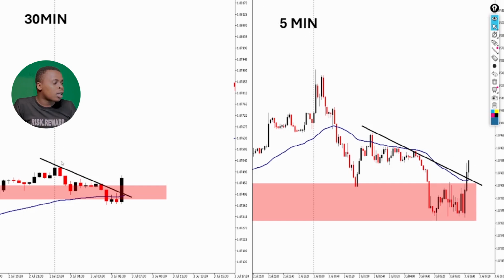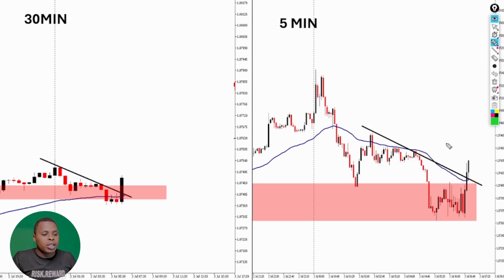This is the same trade on the lower time frames. So what you would do here is buy after the breakout and the crossover that you can see right here, and then put your stop loss below the zone, right?